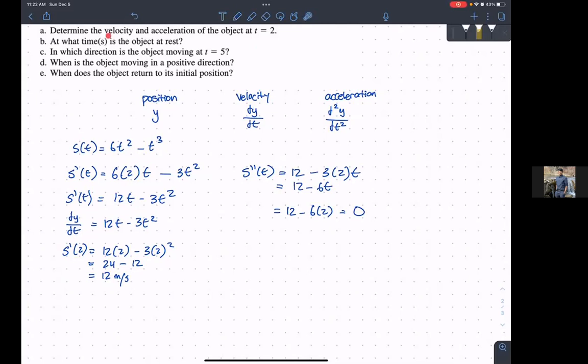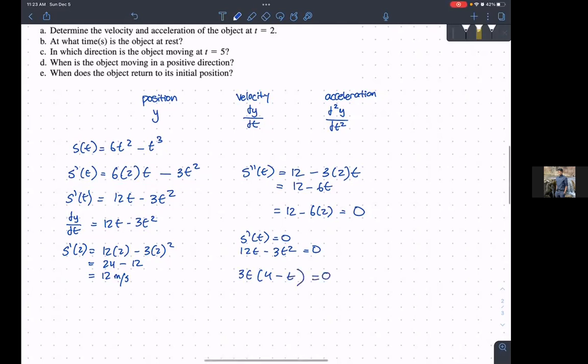So at what time is the object at rest? How do you determine that? When something's at rest, the velocity is 0. So you could use this function and set it equal to 0 and solve for t, right? So do s prime of t equals 0. Then you can just write the function: 12t minus 3t squared equals 0. You could factor it. I could factor out 3t. So 3t times 4 minus t, right?